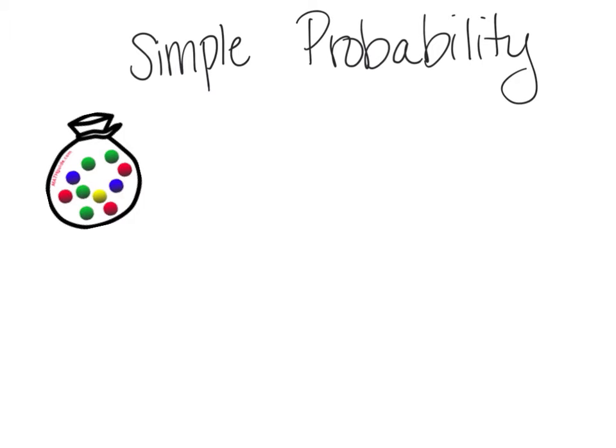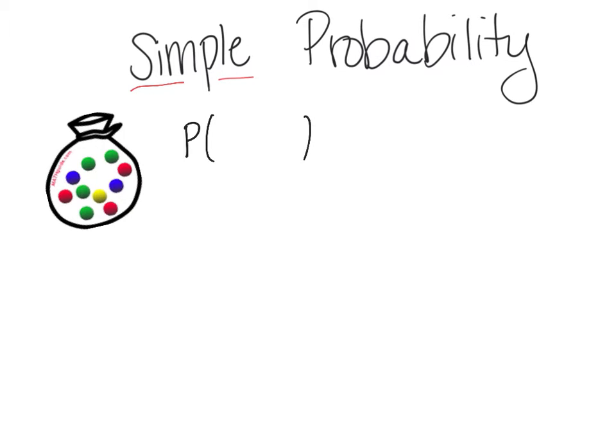Hello everyone. I'm going to record this video on simple probability. Note the word simple. It shouldn't be difficult. So we represent probability with this capital P and then whatever the event is in parentheses.